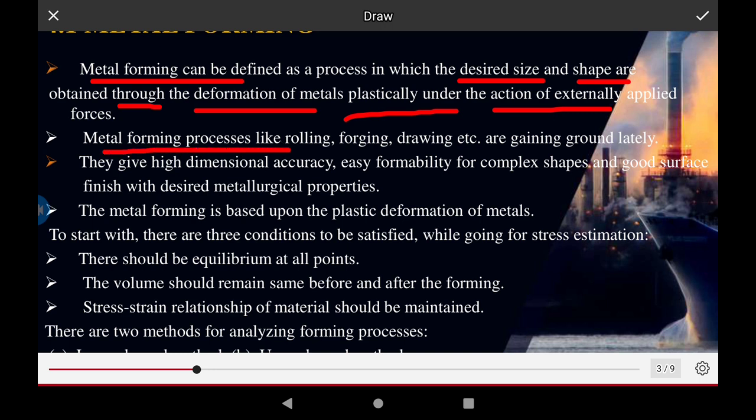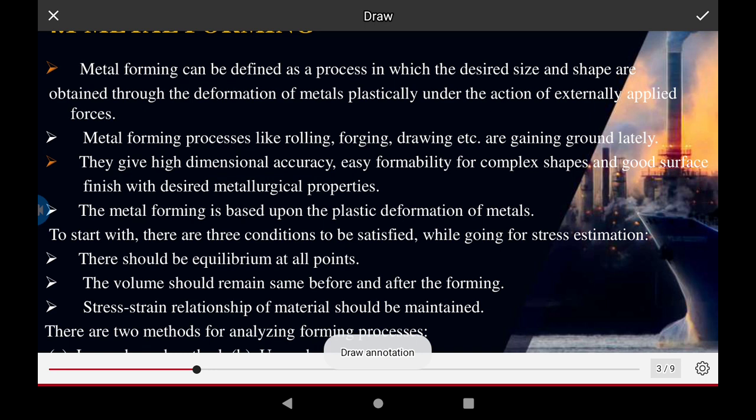Metal forming processes like rolling, forging, drawing, etcetera, give high dimensional accuracy, easy formability for complex shapes, and good surface finish with the desired metallurgical properties. This metal forming is based upon the plastic deformation of metals.